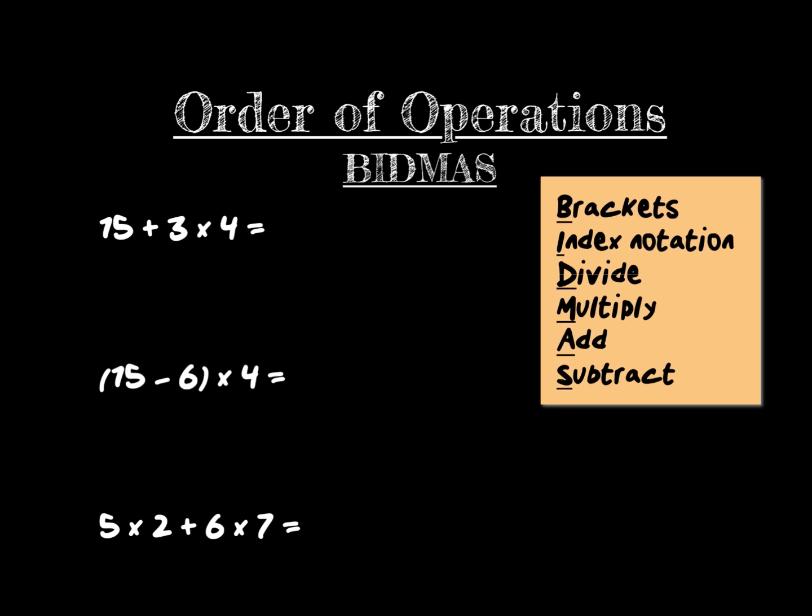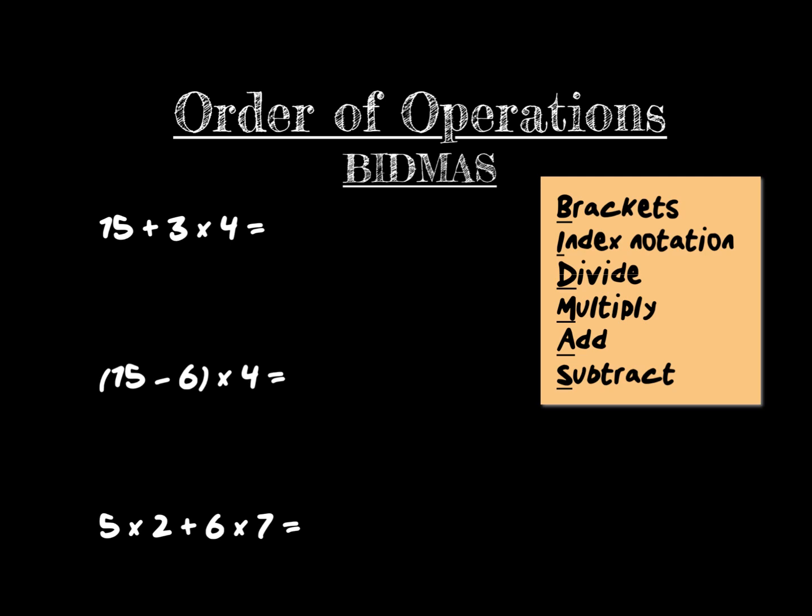Then after that, the next thing you would do is index notation. And by that we mean like squares and square roots, or cubes and cube roots, etc. Then the next thing you do is you divide and multiply. So divide and multiply comes next. And then finally, the last thing that you always do if you have multiple operations is add and subtract.